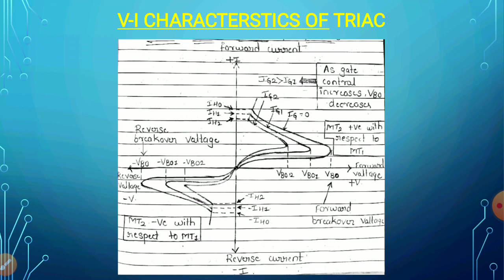That is, when Ig is equal to 0, the value of VBO is more compared to when I apply a certain gate current, that is Ig1 and VBO1. Similarly, when I increase the gate current, that is Ig2, the corresponding breakover voltage is VBO2. So what it tells you is that when the gate current is 0, the breakover voltage is more, and as you go on providing gate voltage, the breakover voltage decreases. Okay, so this is for the forward characteristics.